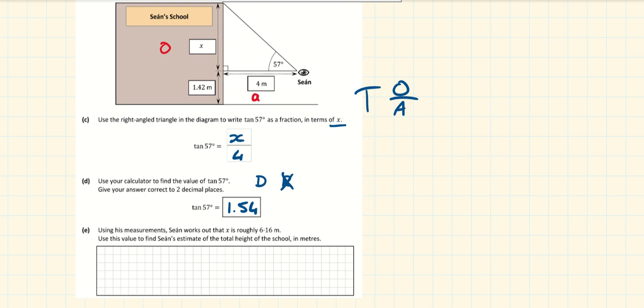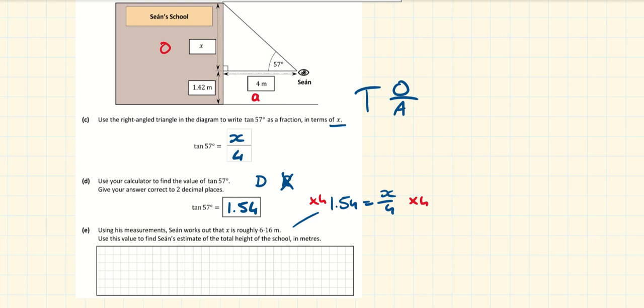So you don't even have to work that out. I suppose if you did have to work this out, you would do 1.54 equals x over 4, and then you would just multiply it by 4. So that's how you would have ended up with 6.16 if you were asked to do that.